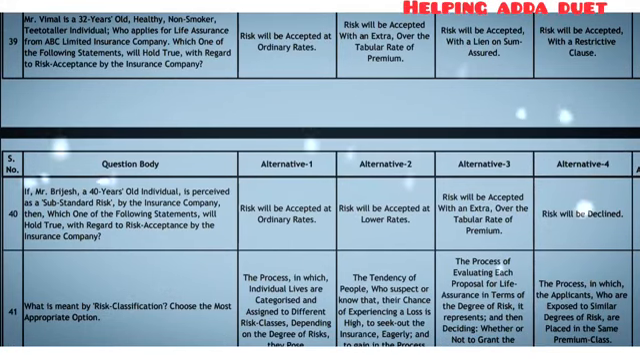If Mr. Brijesh, a 40-year-old individual, is perceived as a substandard risk by the insurance company, then which of the following statements will hold true with regard to risk acceptance by the insurance company? So the answer is option number 3. Risk will be accepted with an extra over the tabular rate of premium.